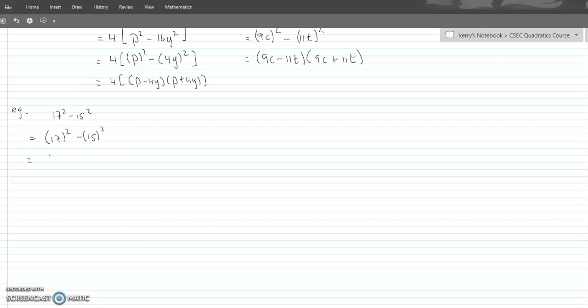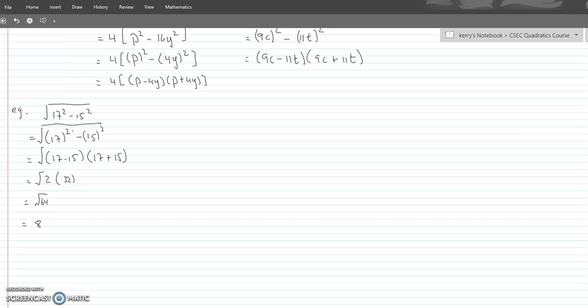So what does this become? It becomes 17 minus 15, the first minus the second, into the first plus the second. 17 minus 15 is 2 into 17 plus 15 is 32. Actually, yeah, they could ask you for the square root. So the square root of all of this is 2 by 32, which will be the square root of 64, which will give me 8 as the answer here.